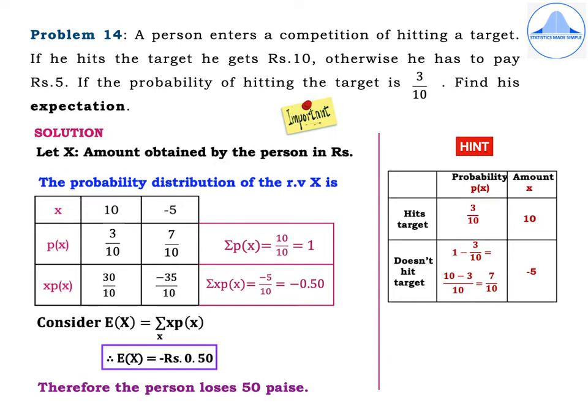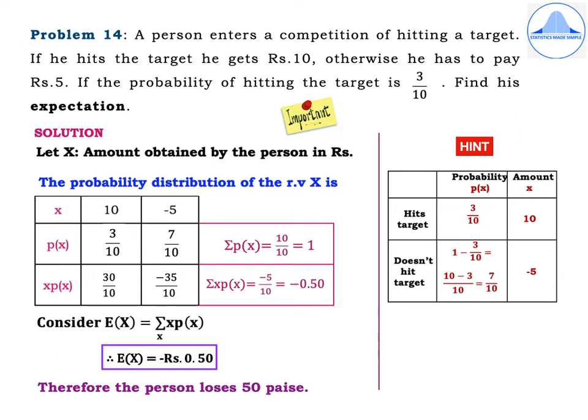And if it doesn't hit the target, then how do we calculate the probability? It will be 1 minus 3 by 10. Then you take the LCM, which is (10 minus 3) by 10, which is equal to 7 divided by 10. If the person doesn't hit the target, he has to pay rupees 5. In other words, the person is losing 5 rupees. So under amount, for not hitting the target, you have to write minus 5.